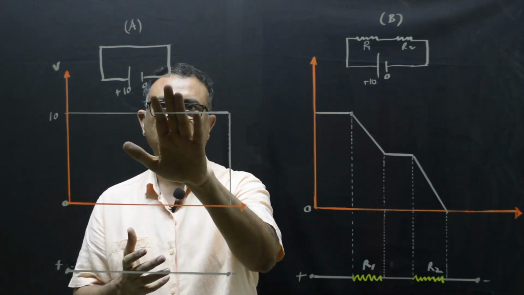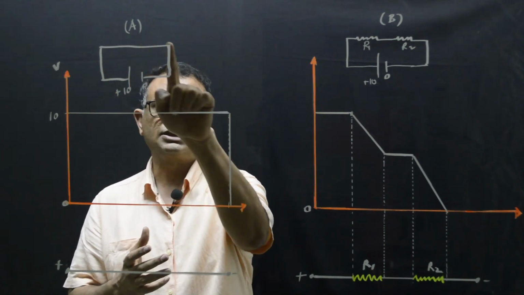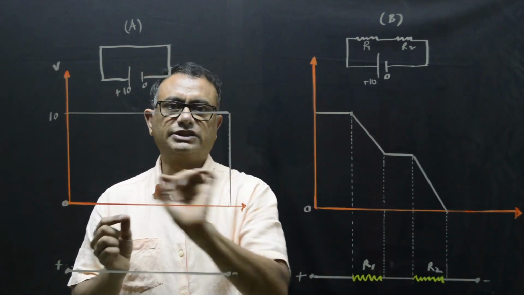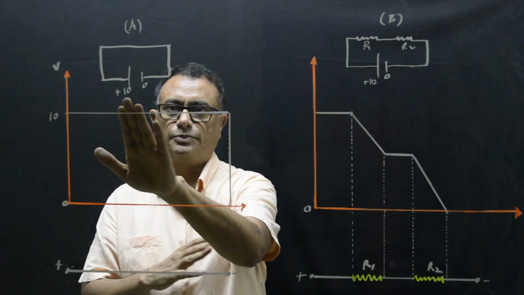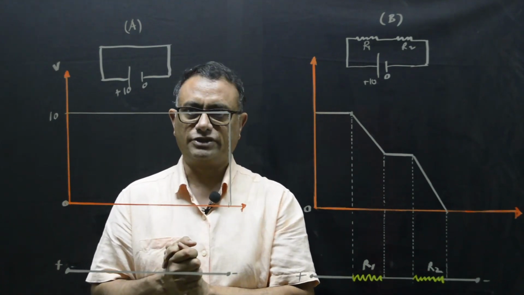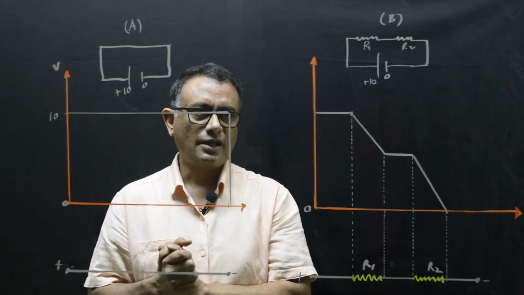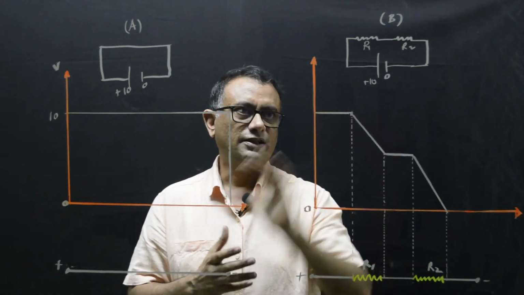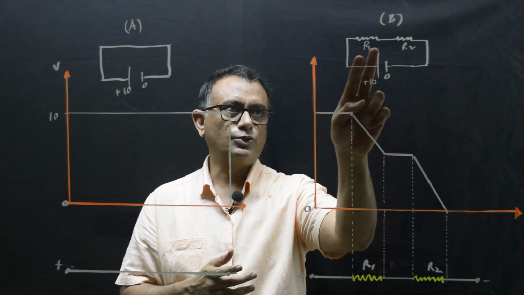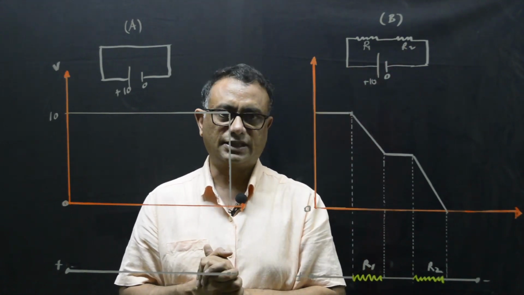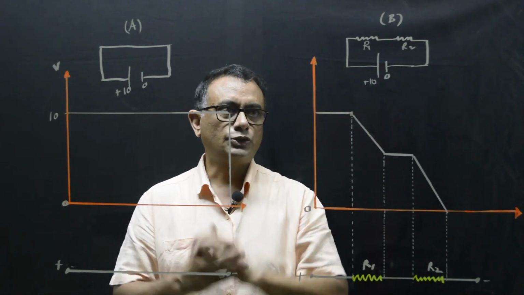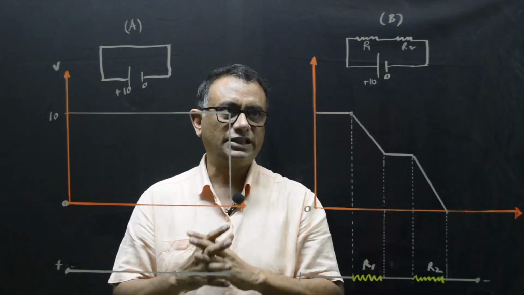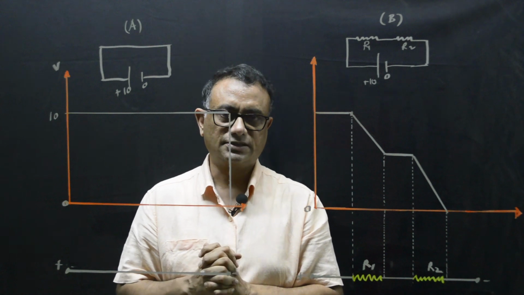If you look at the first case, there is no resistance within the circuit. We have just taken a good conducting wire and connected the positive terminal to the negative terminal, or zero potential. Whereas in case B, we have a circuit with two resistances, R1 and R2, connected. The battery, plus 10 and 0, remains the same. So let's examine the concept of potential difference given these contexts.